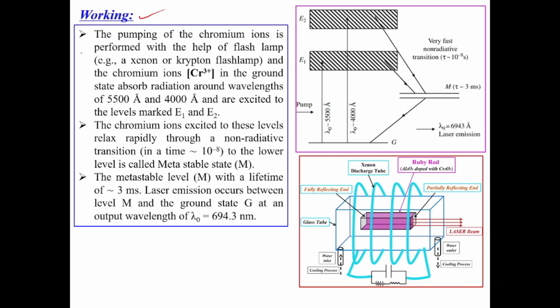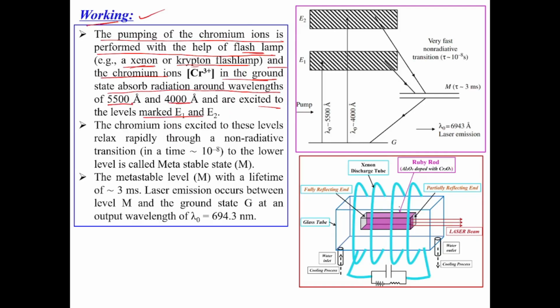In the working part, you can see the pumping of chromium ions is performed with the help of a flash lamp, either xenon or krypton. The chromium ions, Cr3+, in the ground state absorb radiation around wavelengths 5500 angstrom or 4000 angstrom and are excited to energy levels E1 and E2.